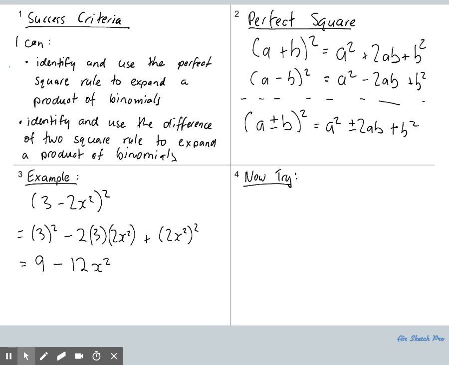And then 2x squared. Now, this is where brackets are absolutely crucial because we're not just squaring x squared. We're squaring 2x squared, which means I have to square this and I have to square this. So 2 squared is 4. And x squared times x squared, which is what x squared is equal to, x to the power of 4. We look at the indices and just add them up.